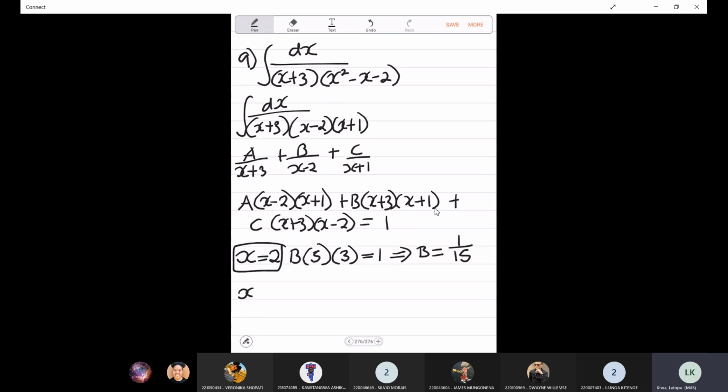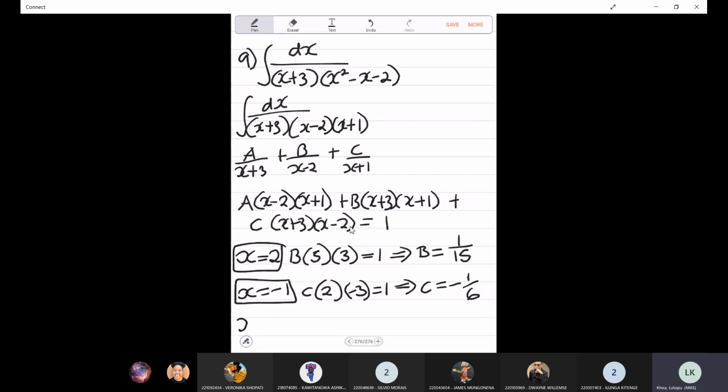Then we can have x is equal to minus 1. So if x is equal to minus 1, this is 0, that is 0. And here we have c times 2. And this is minus 3. And again, this is equal to 1, which means that c is equal to minus 1 over 6.